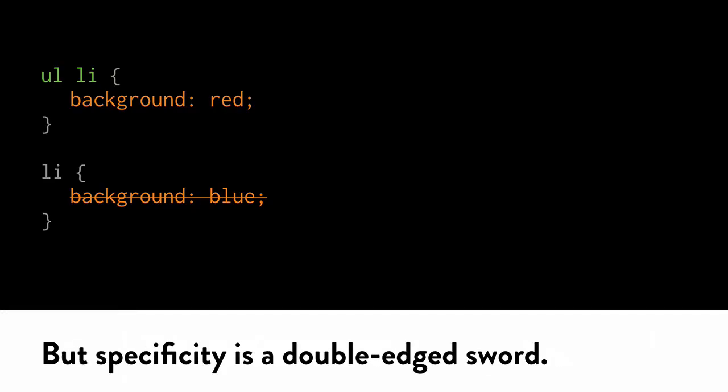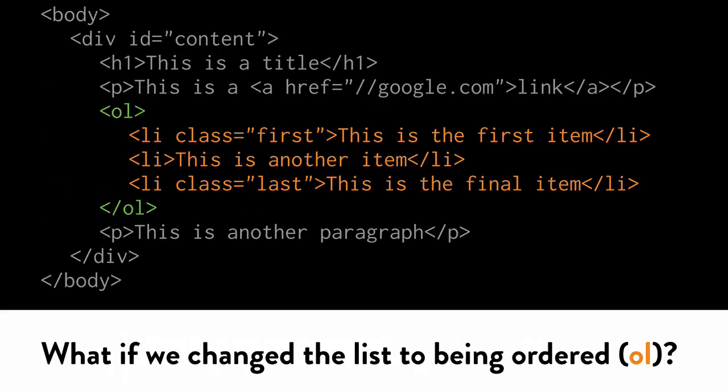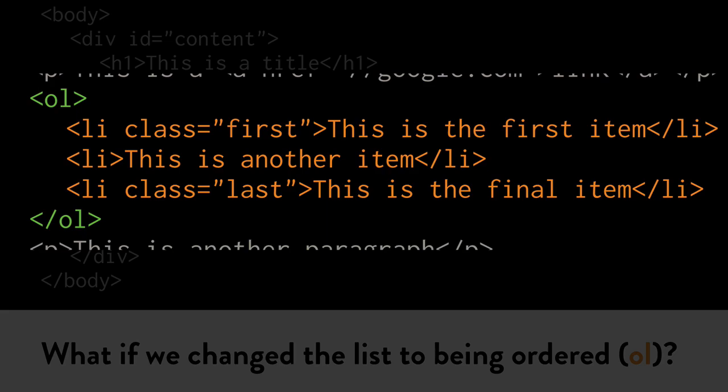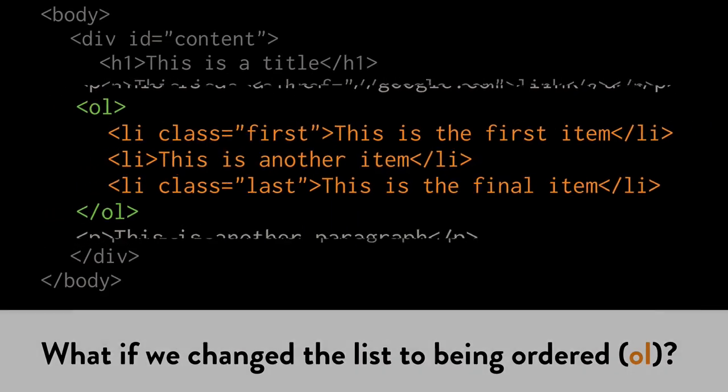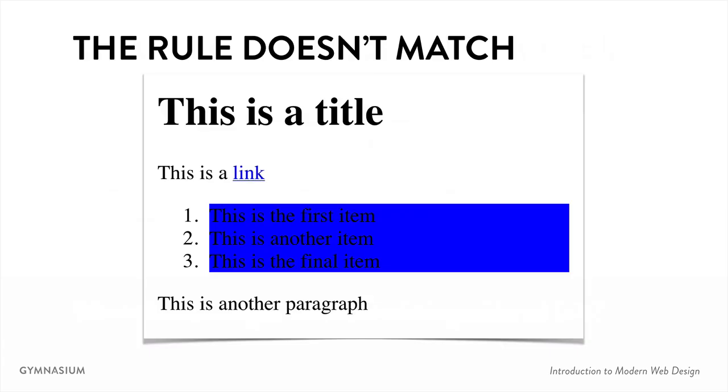It's worth noting, however, that specificity is a double-edged sword. We've set a selector of UL LI for the color red, but what if all of a sudden we change that list from being an unordered list to being an ordered list? Now what happens to those list items? They turn blue because the selector no longer matches to turn them red.